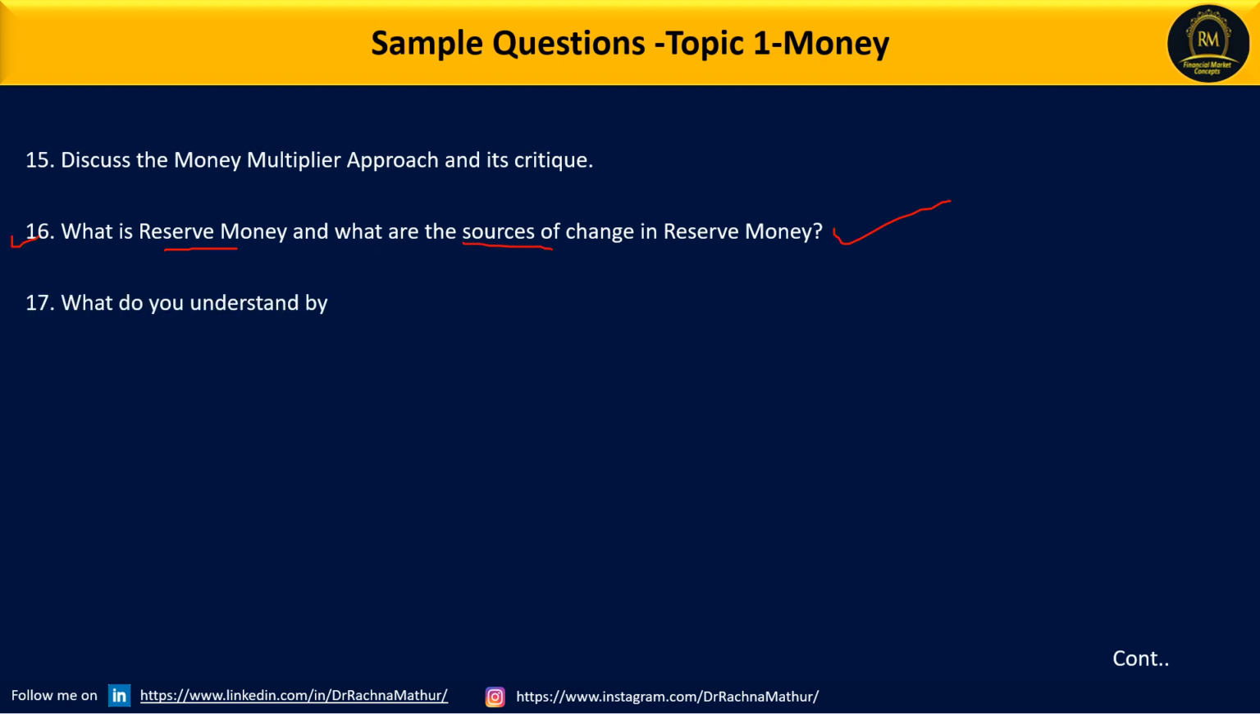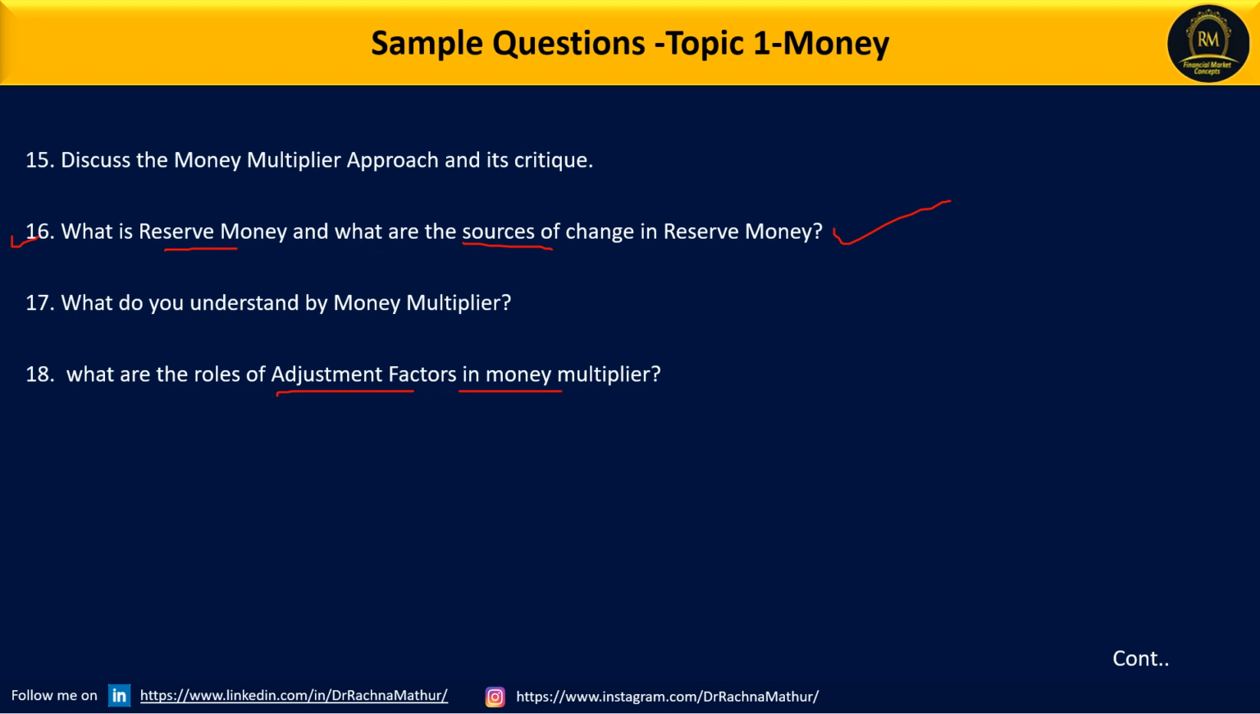Next is what do you understand by money multiplier and what is the role of the adjustment factor in the money multiplier?